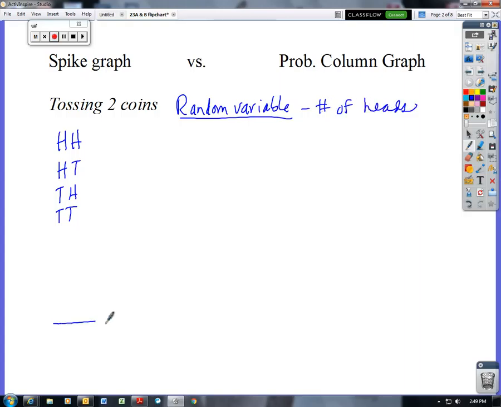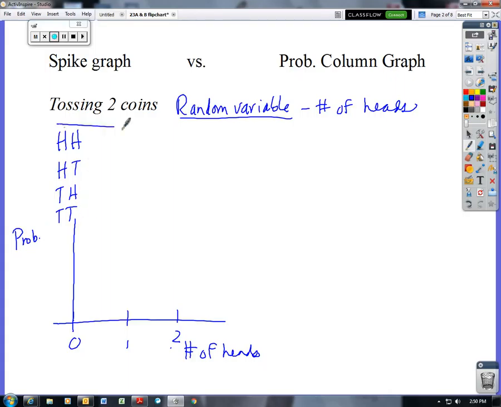So down here on the x-axis you'd have the number of heads, and you could have 0, 1, or 2. Notice that on the bottom you're not listing heads-heads, tails-tails. You're listing the random variable, then the values you can have for it. And on the y-axis you would put the probability.